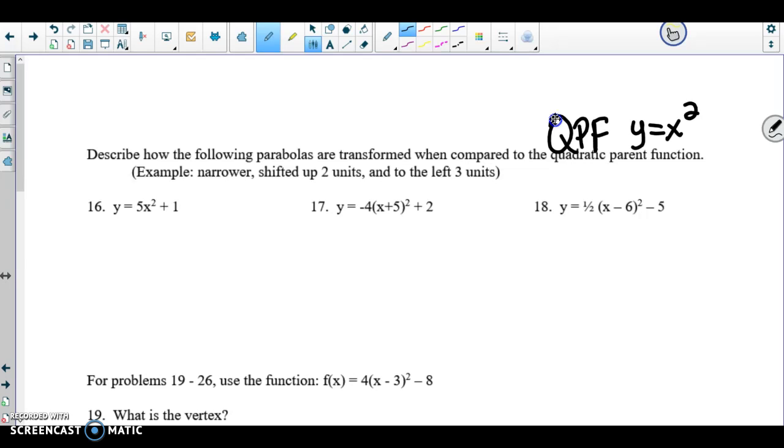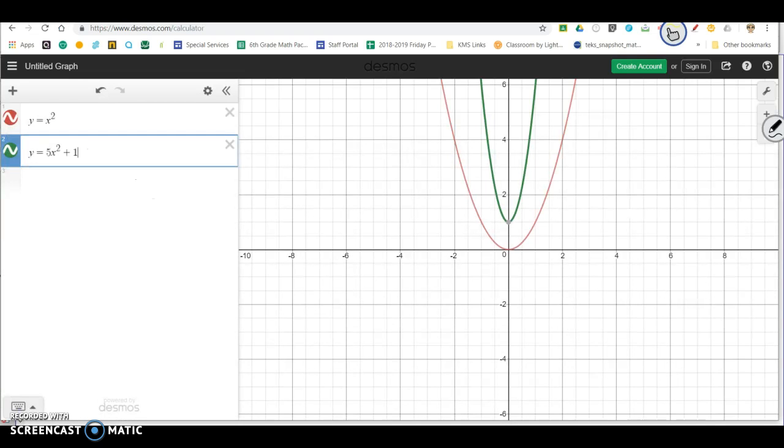It's just our basic parabola, which is y equals x squared. So if I graph both of these in the same thing of Desmos, I can describe, for example, that it is narrower, is shifted up 2 units, to the left 3 units. Maybe it's reflected, or something like that, and so we can talk about that. So y equals x squared is our quadratic parent function, and then y equals 5x squared plus 1.